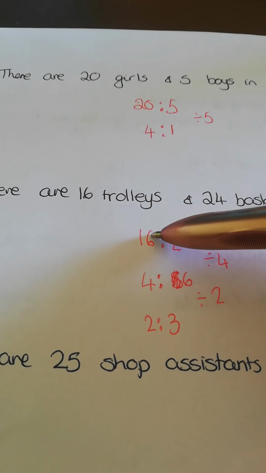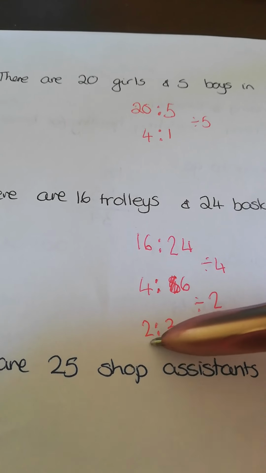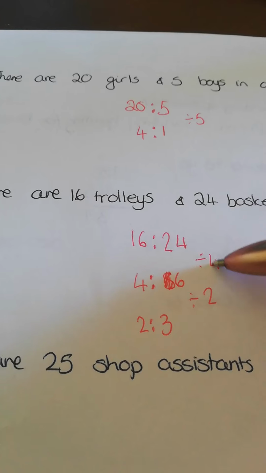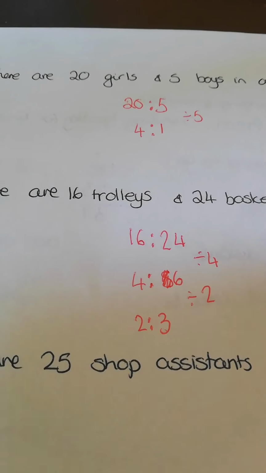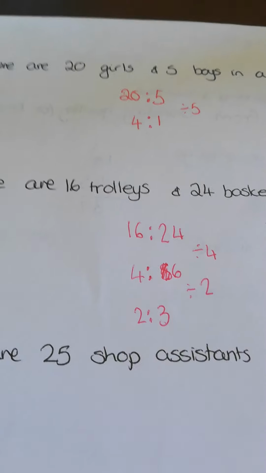Now if we divided by 8, first of all, 16 divided by 8 would be 2, 24 divided by 8 would be 3, and we would have got to that answer quicker, but remember it doesn't matter how many steps you take. Let's look at just another couple.